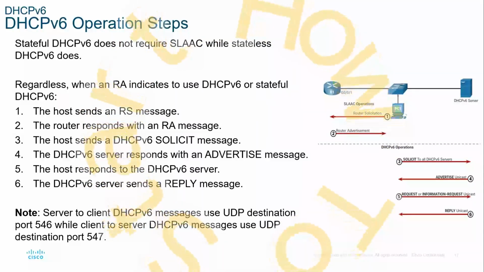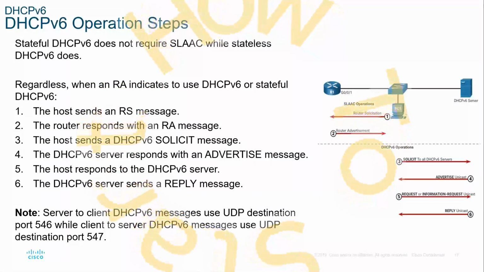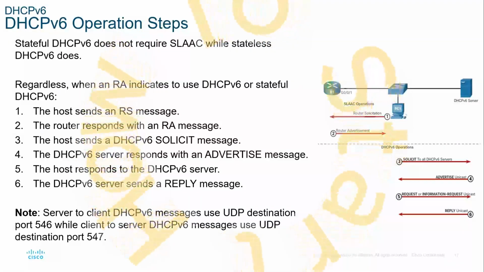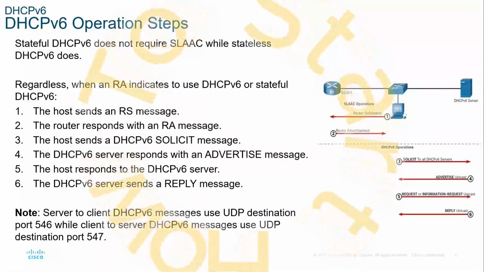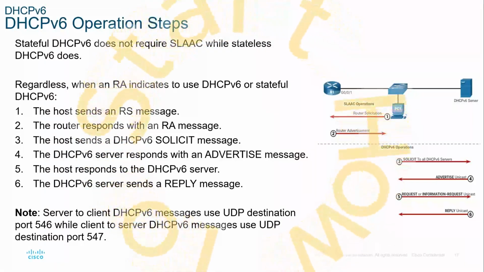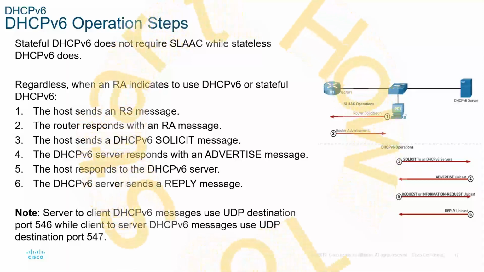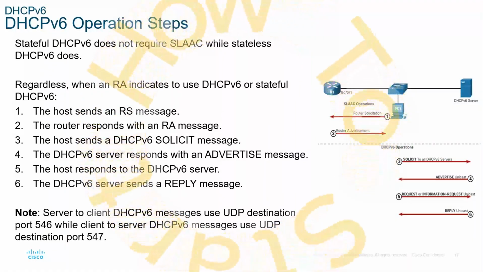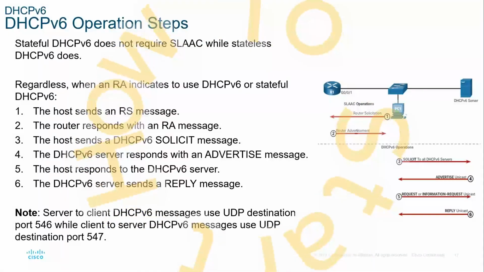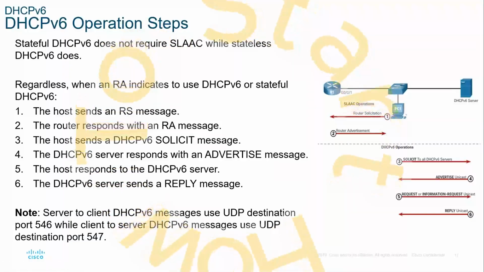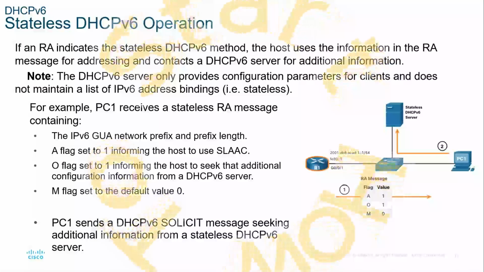Server to client DHCP messages will all be using UDP, and this happens over port 546, while client to server communication is all going to be done off of port 547. Server to client responses, 546. Client to server responses, 547. Again, both UDP. Alright, so let's look at the stateless DHCP operations.